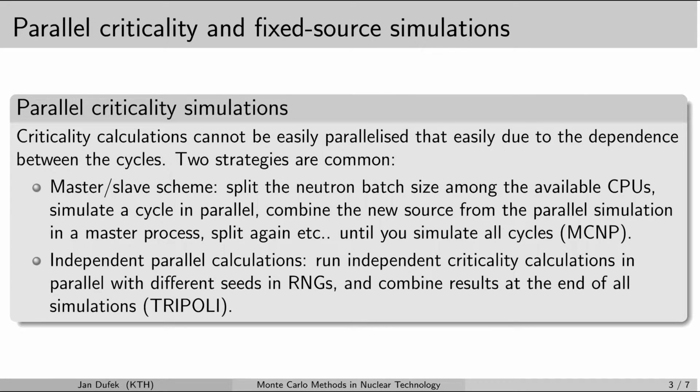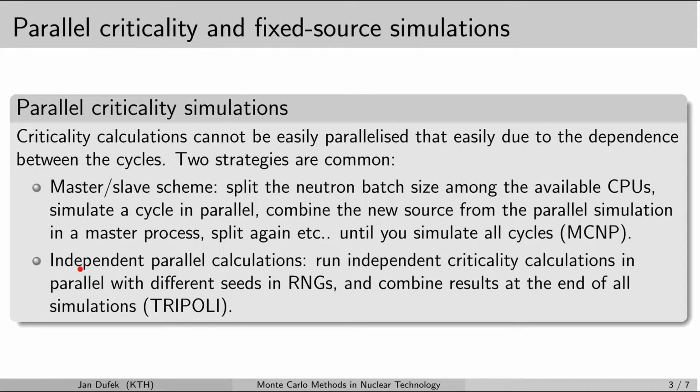At the end of the cycle, when all the processors are finished with the simulation of all the neutron histories that they were assigned, the new fission source is collected again in the master process, and the fission source is normalized, and it is again distributed into all the available slaves for the simulation of the next cycle.